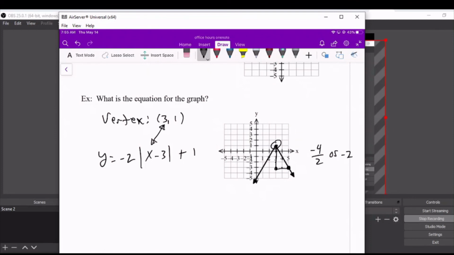Boom, and I've got it. The steepness is 2. I have a negative here because it's a flipped V. And then the vertex is at (3, 1). To double check, the ideal thing to plug in for x would be 3. And that would leave a 1 for the y. And that's where my vertex is, right here at (3, 1). So it looks like we're in good shape.